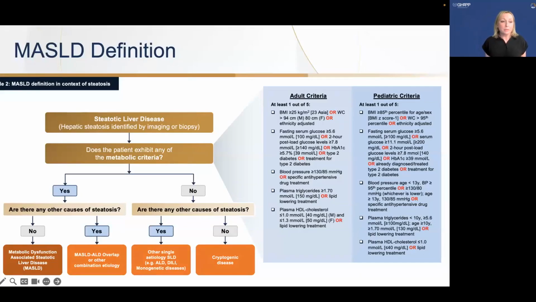And importantly, we have to continue to think about MASLD as a diagnosis that excludes patients that have significant or an increased level of alcohol use. Significant alcohol use is typically defined as greater than 30 grams of alcohol per day in men and more than 20 grams of alcohol per day in women.